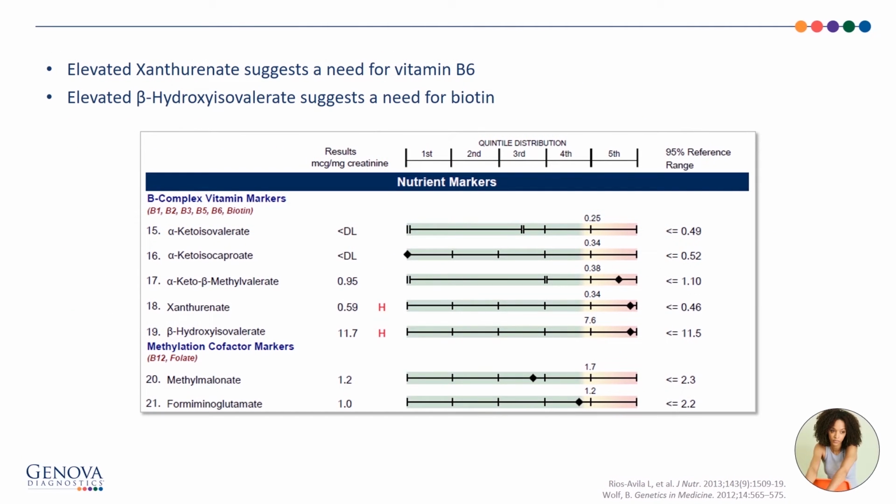The following page in this patient's report showed that in addition to the citric acid cycle abnormalities that we saw on the previous page, there are more B vitamin needs here as well. Elevations in xanthurenate, which is the tryptophan metabolite we mentioned earlier, suggest a need for B6. Beta-hydroxyisovalerate is a byproduct of the amino acid leucine, and that suggests a need for biotin. Generally, when we see elevations in B vitamin dependent markers expressed in multiple locations in the report, then the need appears to have greater significance.